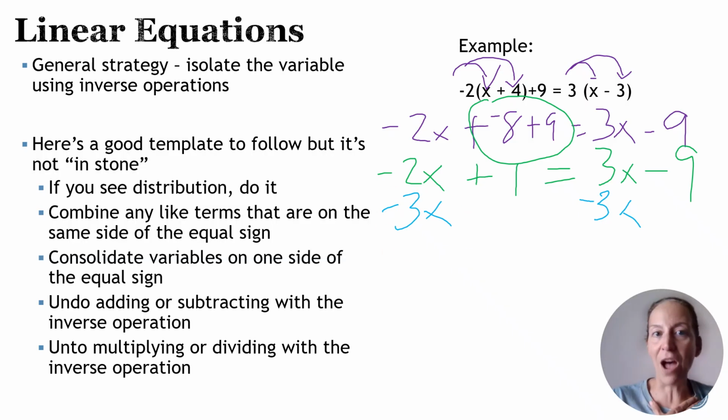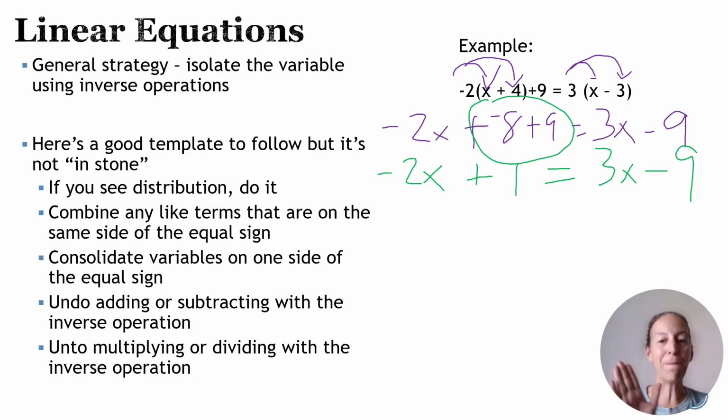Now, I am not of that persuasion. I don't have to have my X's on the left. I would like to keep my X's positive. I don't really like the idea of negative 2X minus 3X giving me negative 5X. I can do it, I'm just not thrilled with it. So in this solution, I am going to take my negative 2X and add 2X to both sides. So I'm going to add a 2X right there.